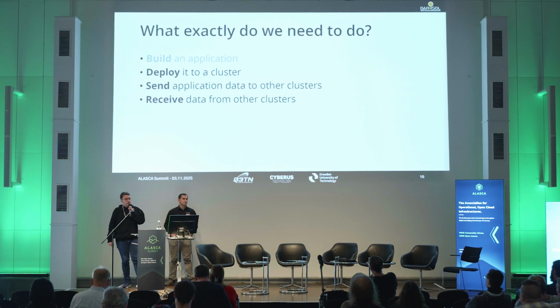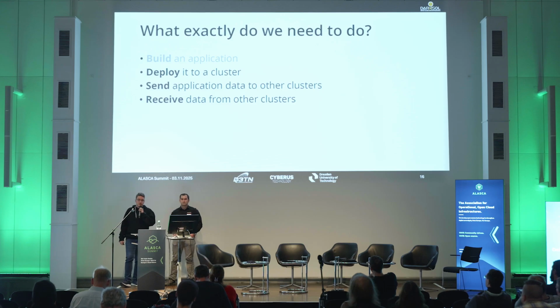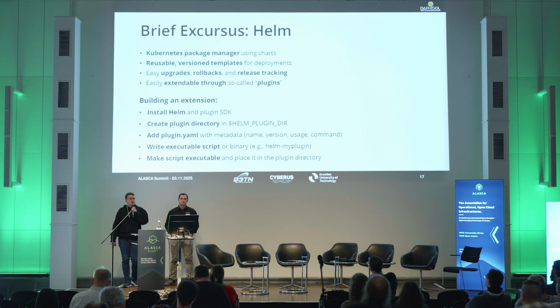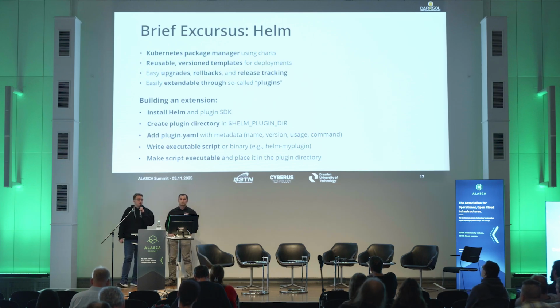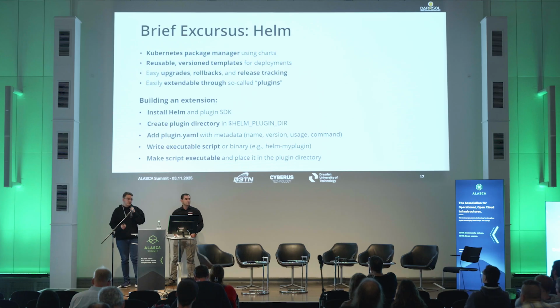We need to deploy it to a cluster. We need to send application data to other clusters. And we need to receive data from other clusters. Now, these three steps need to be delay-tolerant. So how do we tackle this? Well, starting with the deployment, brief excursus, we're using Helm. Helm is a Kubernetes package manager, which uses charts. And these charts are reusable version templates for deployment, which makes it easy to upgrade, rollback, or do release tracking.